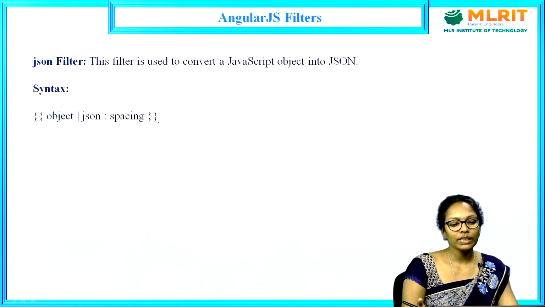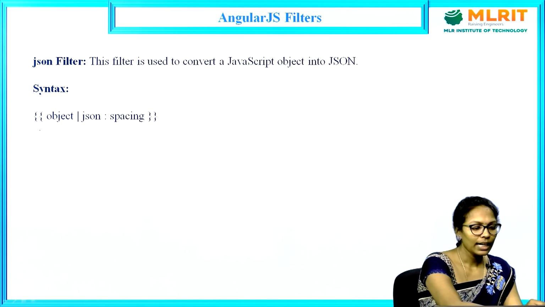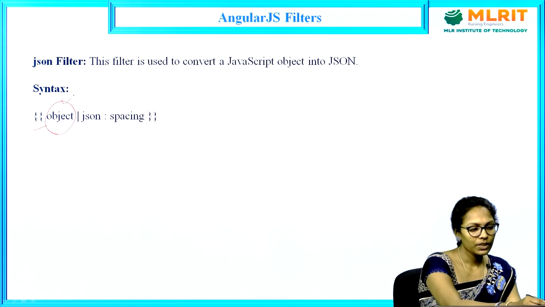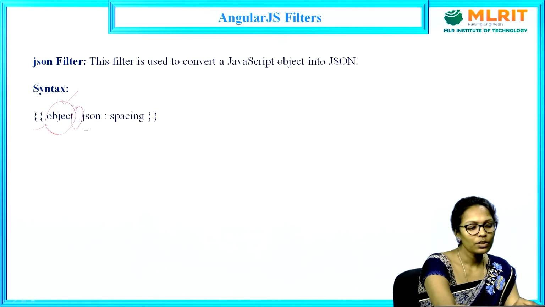The JSON filter is used to convert a normal JavaScript object into JSON format. The syntax is again the curly braces with the object, which is the object you want to convert into JSON format. After that, the pipe symbol, which indicates you want to apply a filter. And what is the type of the filter you are using? JSON. So JSON is the type of the filter.